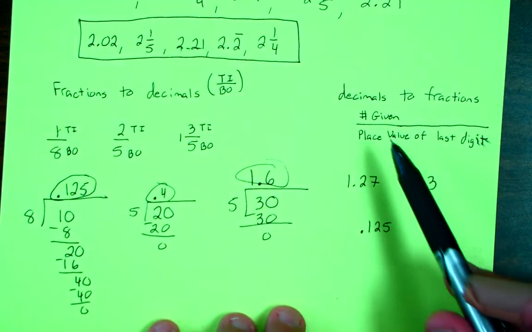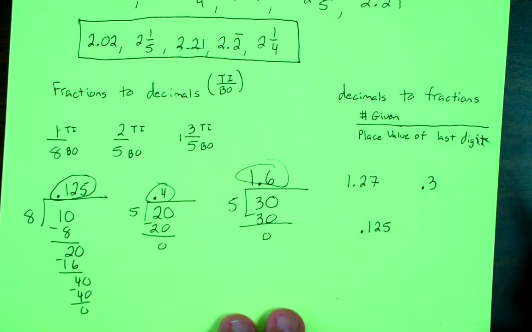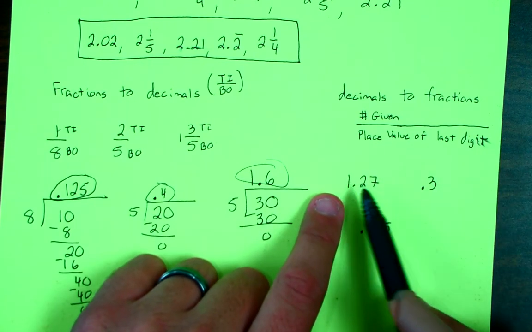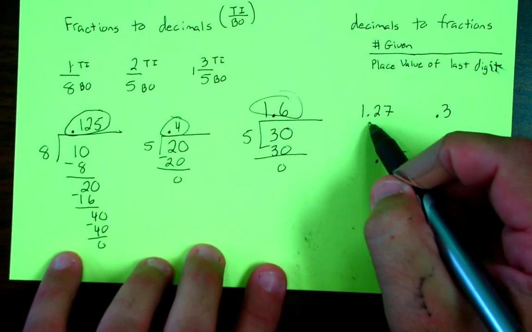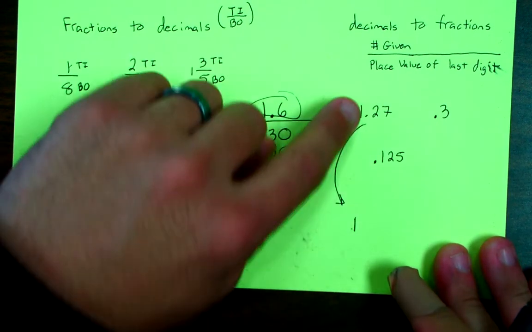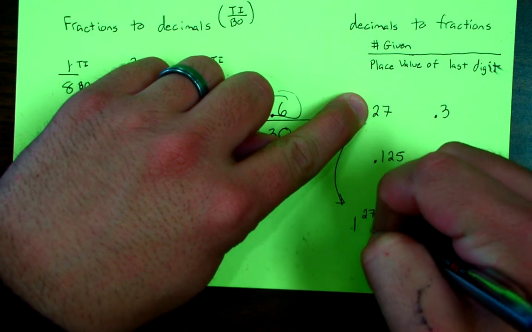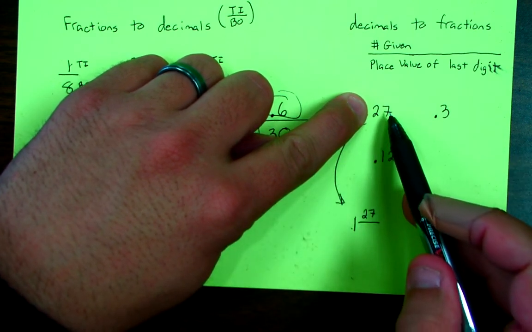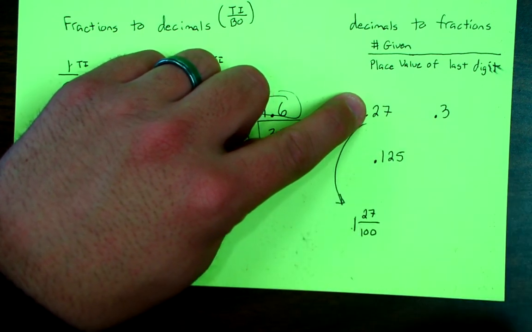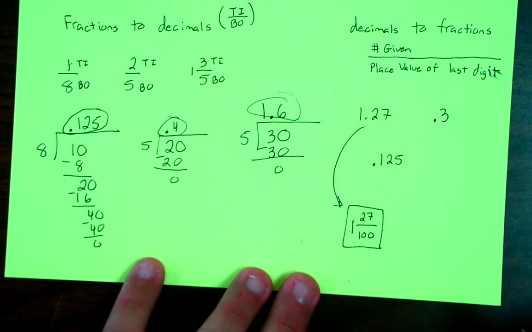Now, converting decimals to fractions, it's the number given over the place value of the last digit. I'm going to start with this one. Notice I have a whole number. I'm going to do this one down here. I have a whole number. Keep it off to the side. Now cover up your whole number. What number is given now? 27. What's the place value of the last digit, which is the 7? That's in the hundredths place. Can that fraction be simplified? No. That's your answer.